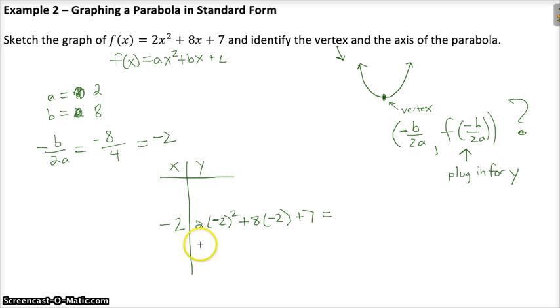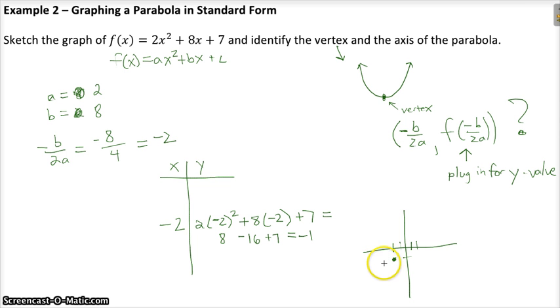Okay, so 2 times negative 2 squared, or 2 times 4, that's 8, minus 16 plus 7. That's going to be a negative 1. And this will plug in for your y answer. Okay, so I plugged in, I found my y value. So in terms of my parabola, my vertex is at the point negative 2 comma negative 1.